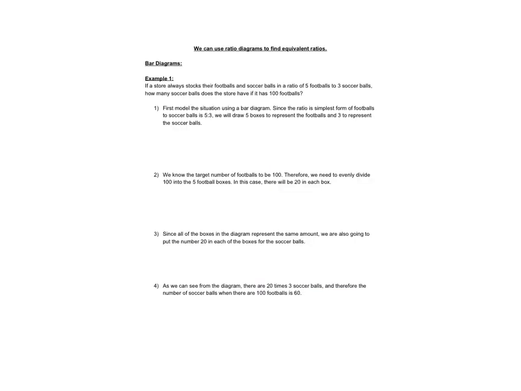Let's look at the next slide here. We can use ratio diagrams to find equivalent ratios. So let's talk about this situation. We're going to use a bar diagram in this case, and we're going to show you what that is. If a store always stocks their footballs and soccer balls in a ratio of 5 footballs to 3 soccer balls, how many soccer balls does the store have if it has 100 footballs?